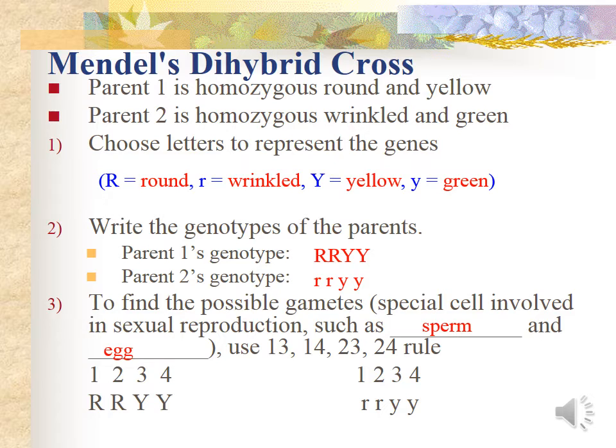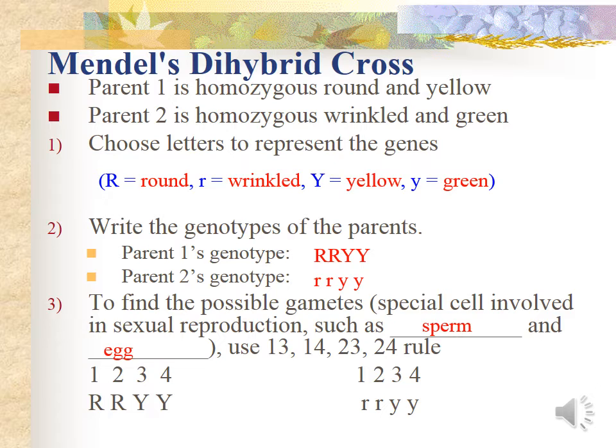So he got one parent that is homozygous round and yellow, and the other parent is homozygous wrinkled and green. So first thing you have to do is pick out letters that represent each trait. So big R for round, little r for wrinkled, big Y for yellow, little y for green. Write the genotypes of the parents.